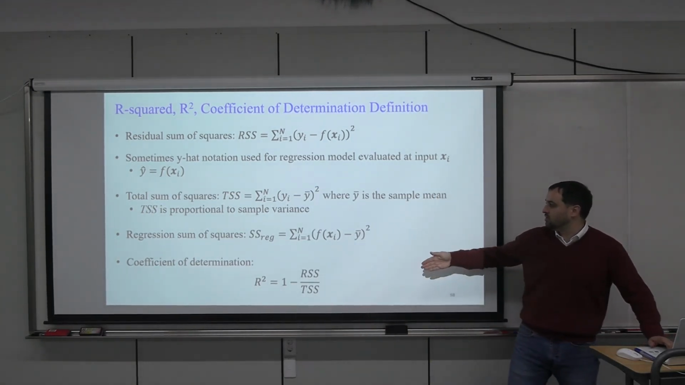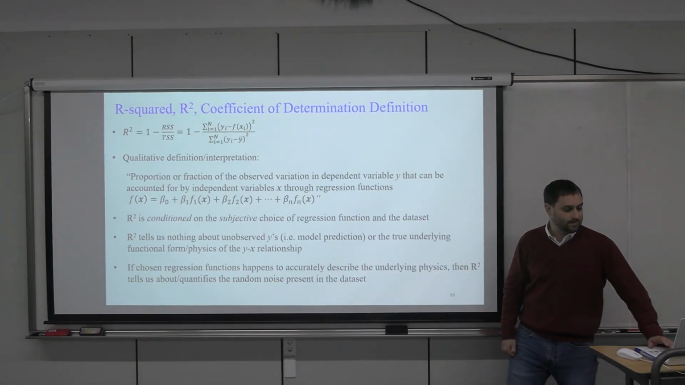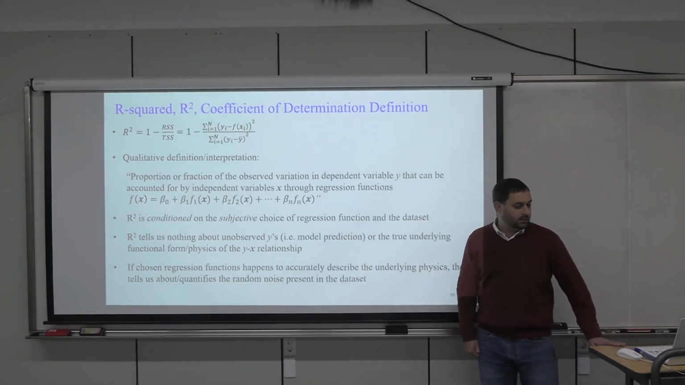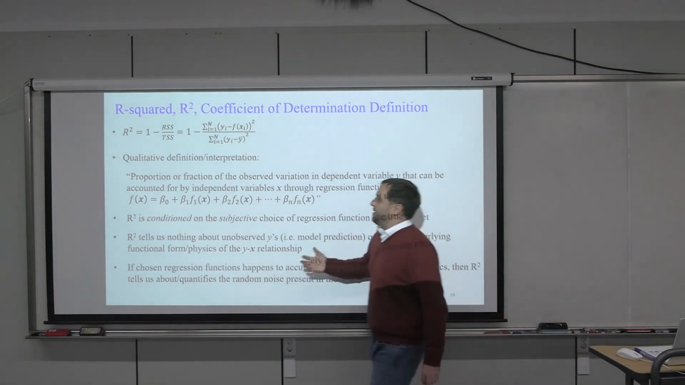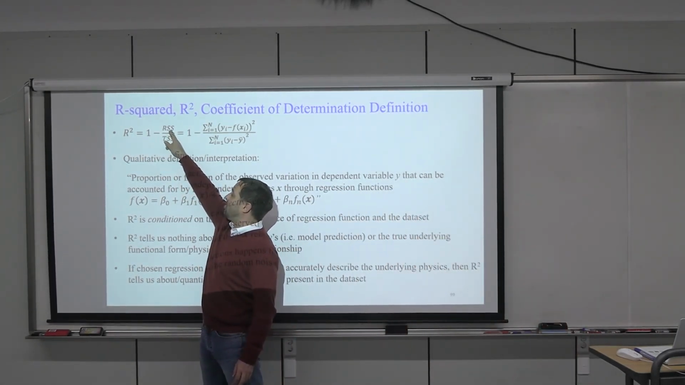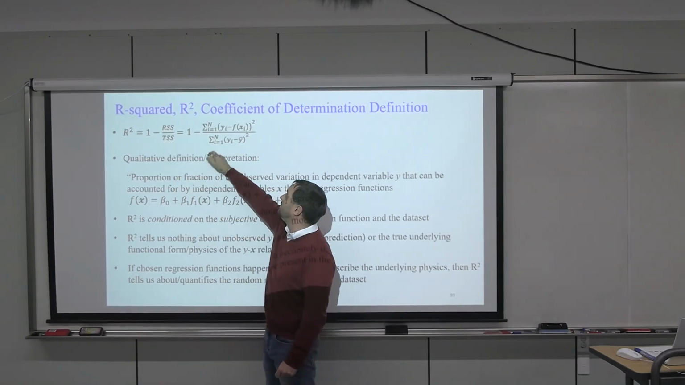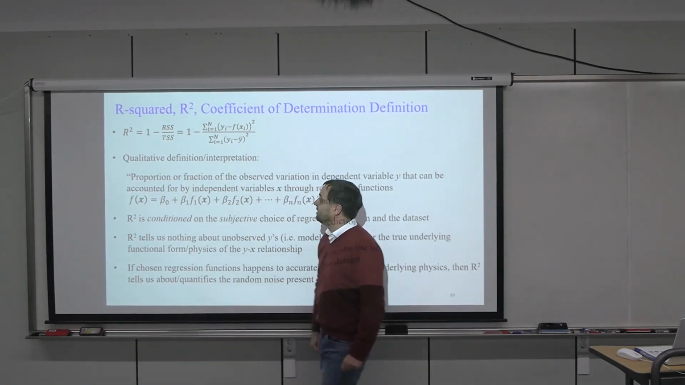So I'll give you a moment to finish writing all of this down. And so in more of an expanded form, R squared is 1 minus the residual sum of squares divided by the total sum of squares, and then here's the actual expanded version.